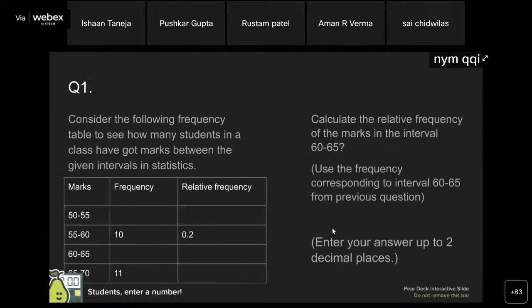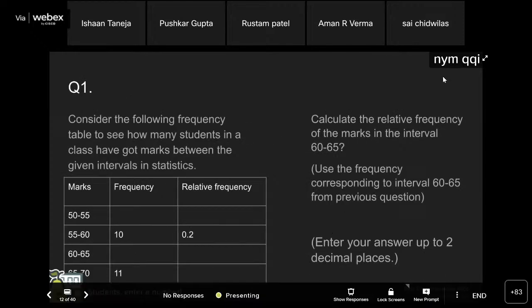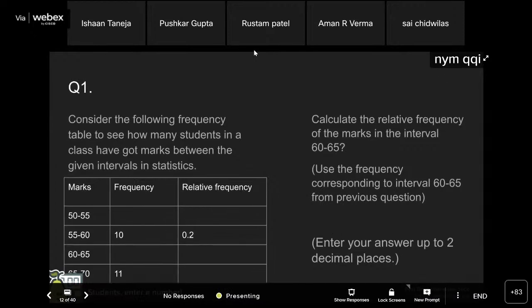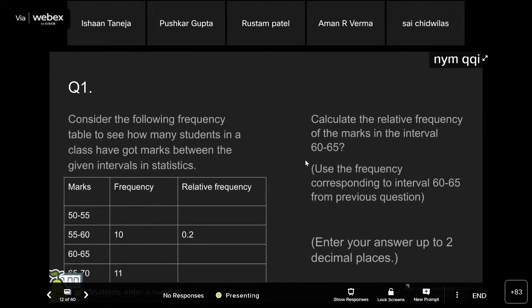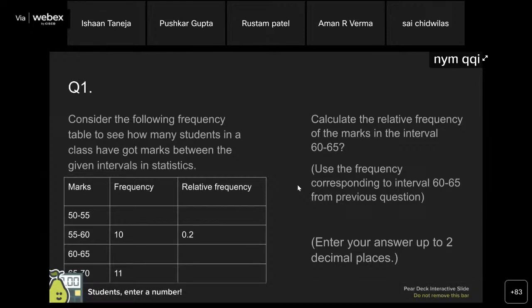So this is our main question. To solve this question, we did the first 3 steps. We computed the total frequency. We computed the frequency of the first category. We computed the frequency of the third category. So what was our major motive to do all that? It is just to find the relative frequency of category 60 to 65. So you can use all the values which you have computed till now to find out the relative frequency of the third category, which is the range of marks 60 to 65.